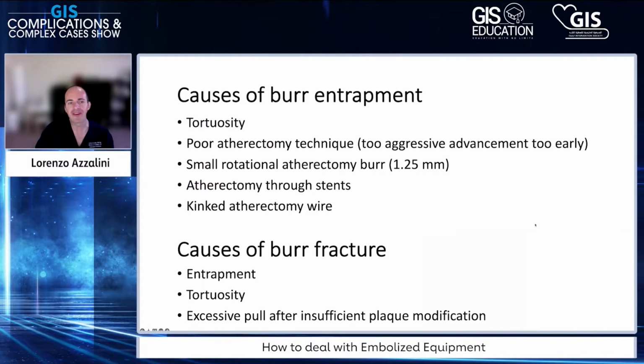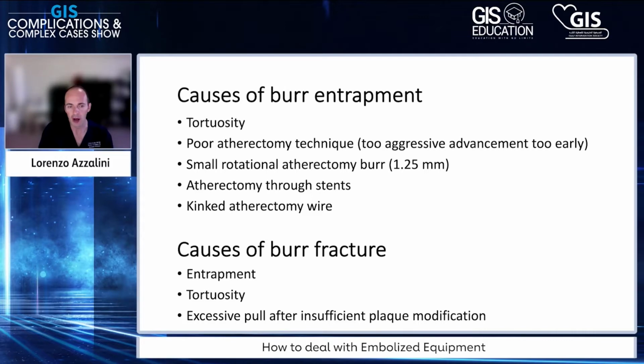What about atherectomy devices? Causes of burr entrapment include tortuosity, and poor technique if we advance too quickly, too early before achieving adequate lesion modification. This is especially common with the small atherectomy burr of 1.25. Of course, if we do atherectomy through a stent, the metal interaction can be very tricky. And if we do atherectomy over a kinked atherectomy wire, the burr can fracture.